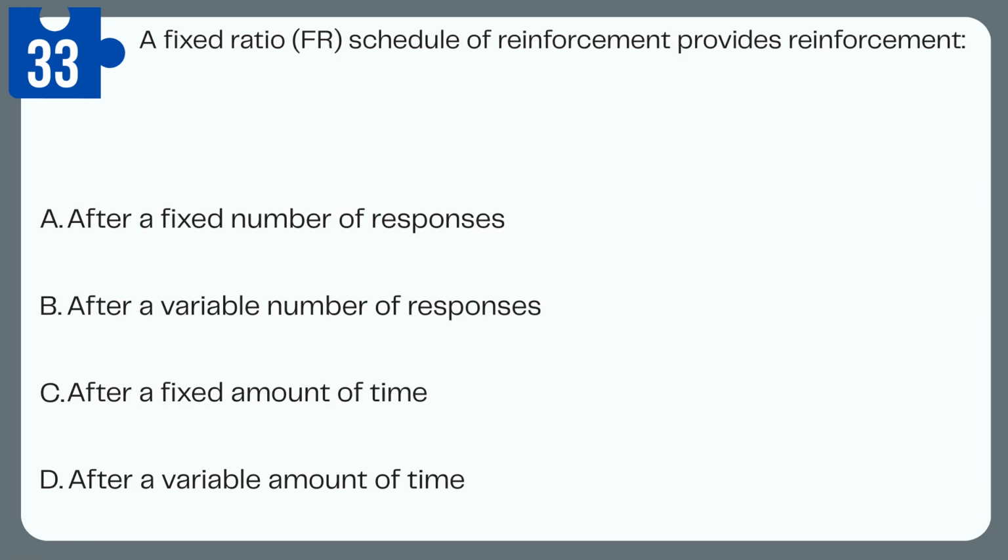Question 33. A fixed ratio, FR, schedule of reinforcement provides reinforcement A. After a fixed number of responses. B. After a variable number of responses. C. After a fixed amount of time. D. After a variable amount of time.